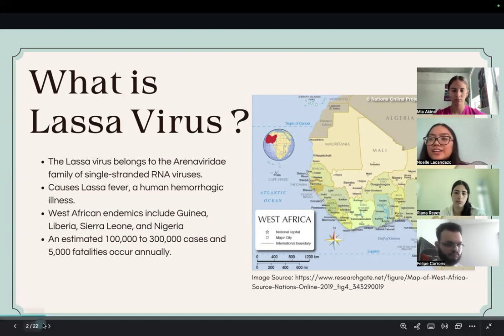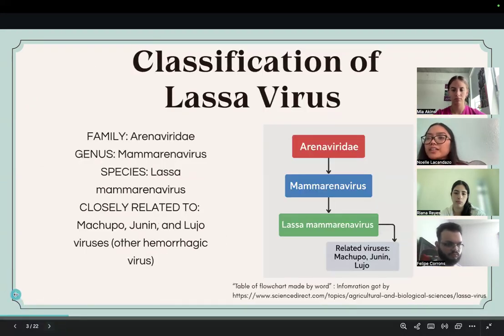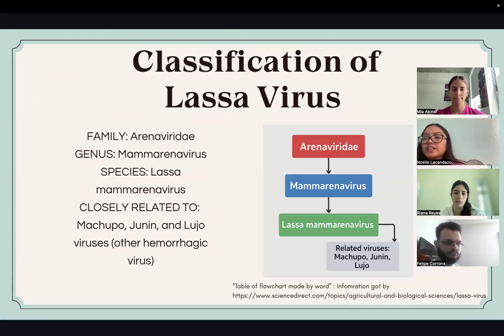In the next slide, we talk about the Lassa virus being a member of the mammarenavirus genus and the Arenaviridae family. It shares similarities with other hemorrhagic viruses that cause serious illness, such as Machupo and Junin. Comparing it with other related infections is made easier when we understand its categorization.